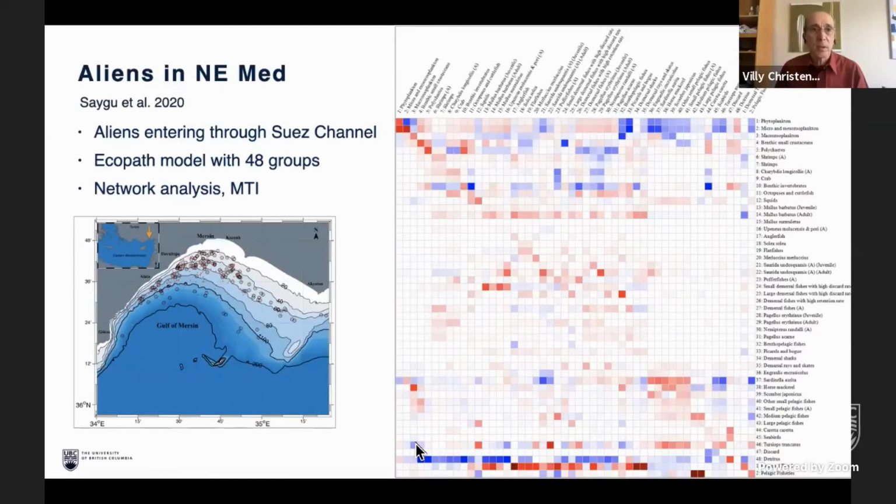Aliens in the northeastern Mediterranean Sea. So these are species. There have been several studies here, both in Israel and in Turkey, where this one is from, looking at the consequences of these alien species entering through the channel and coming up and impacting it. And in this paper here from Turkey, they looked at it based on network analysis. So it's based on the static Ecopath model.